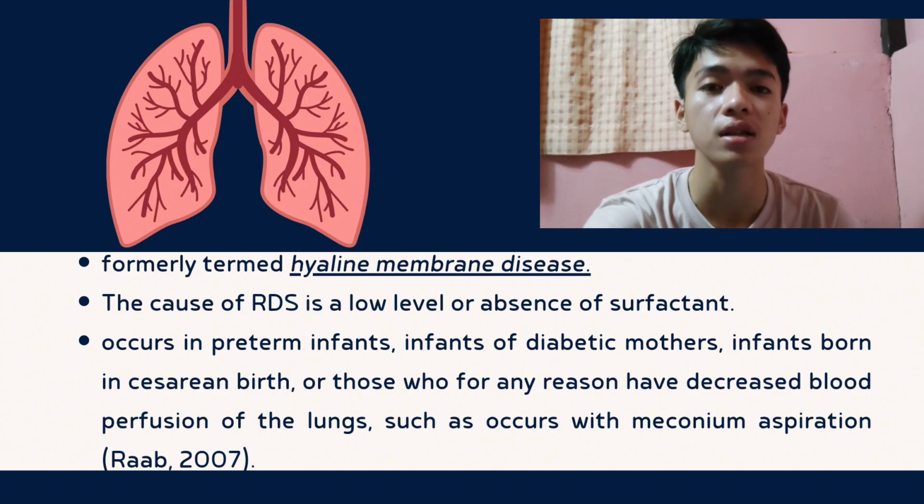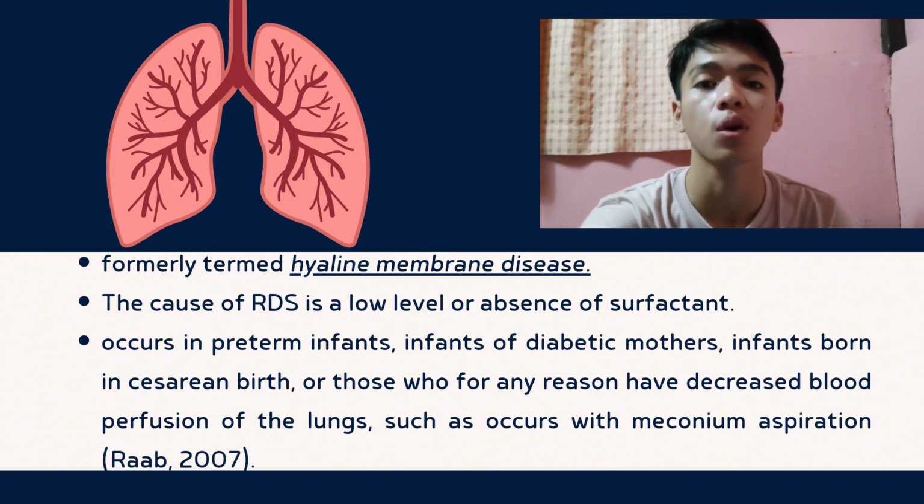Babies born via C-section are born with extra fluid in their lungs, which makes them more likely to develop respiratory problems. The extra fluid in their lungs is possibly caused by the inability of the newborn's lungs to expel or absorb amniotic fluid during and following delivery, or those who for any reason have decreased blood perfusion of the lungs, such as occurs with meconium aspiration. We will go deep in the discussion of meconium aspiration in the latter part of my report.